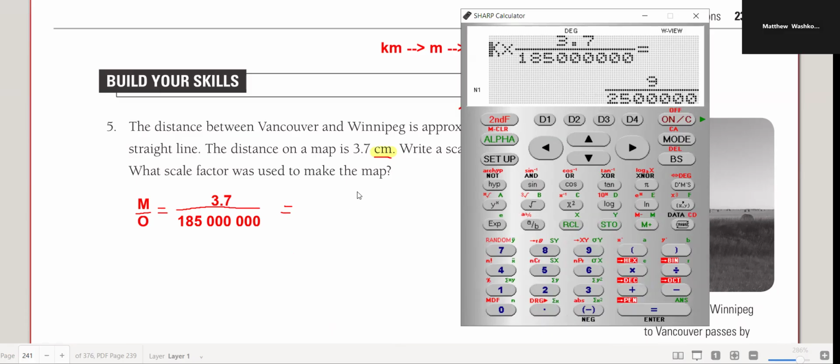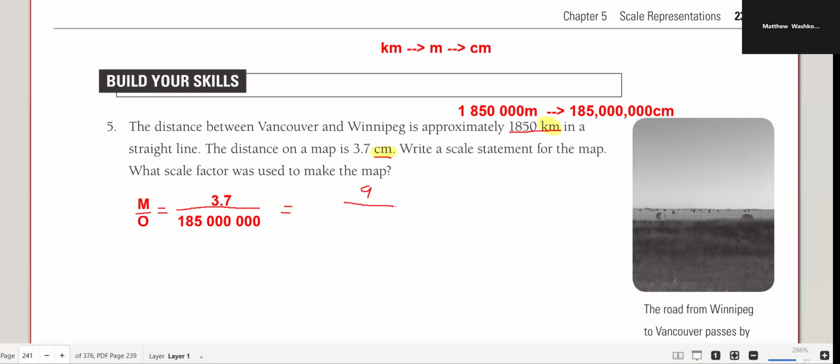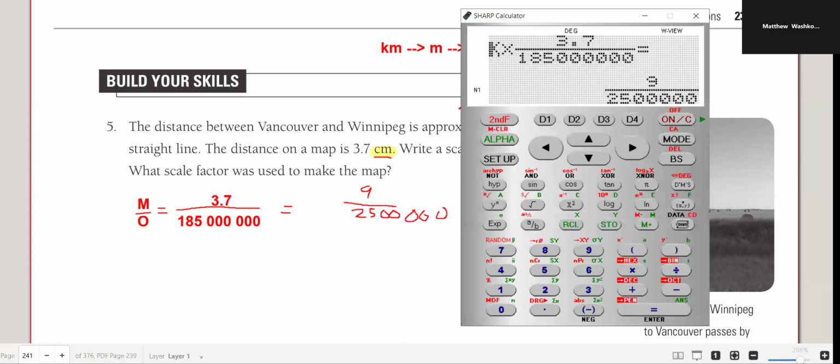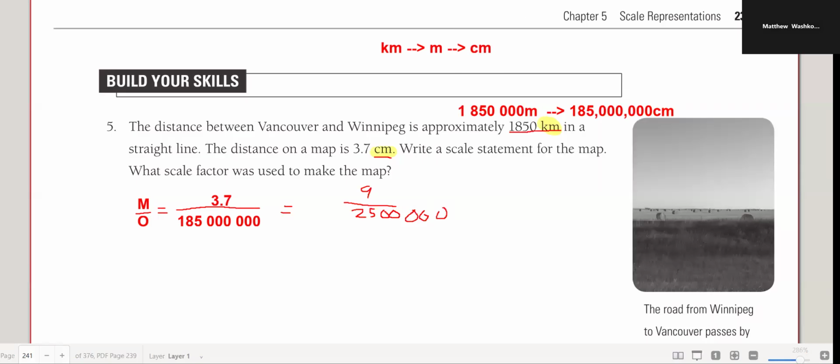9 over 252.5 million is the actual scale factor here. So a little bit confusing, right? A little bit convoluted, a little annoying. I get that, but that kind of just is what it is.